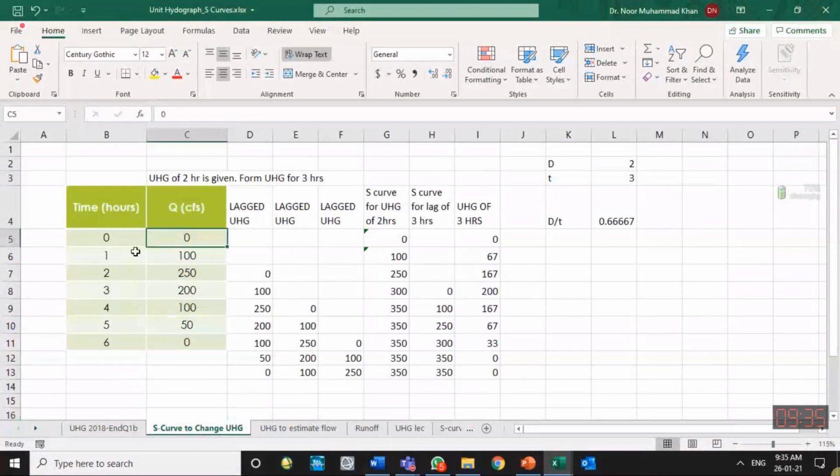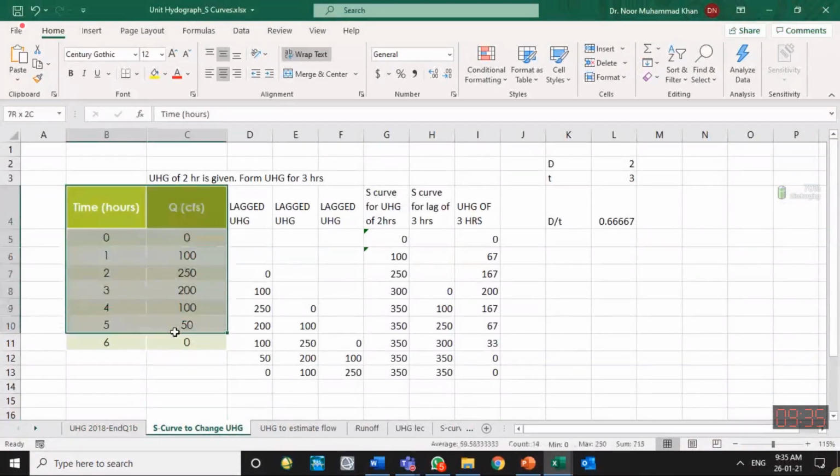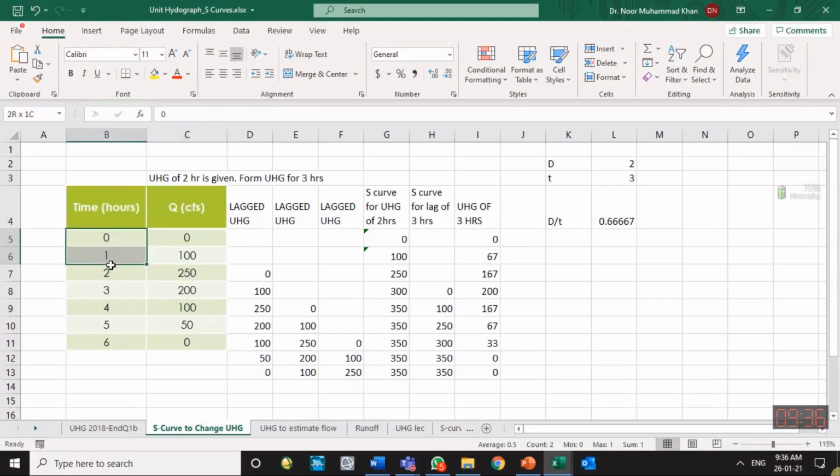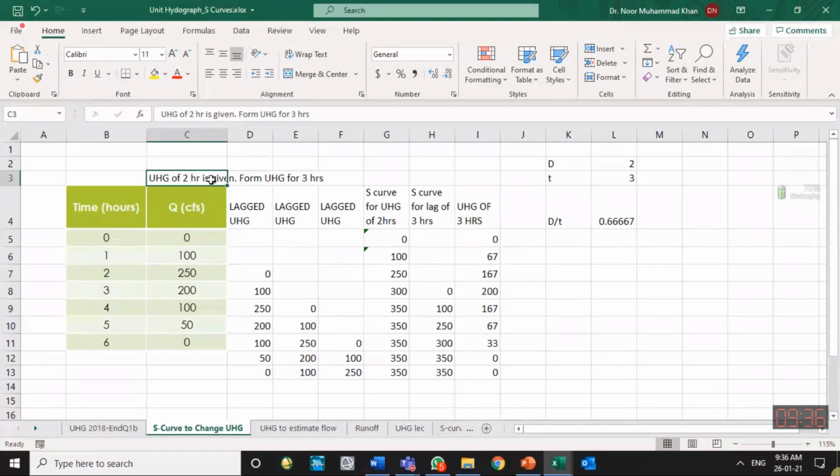I think this is that problem. We have a unit hydrograph of 2 hours duration, and the time interval of observation is 1 hour. Unit hydrograph of 2 hours is given; construct a unit hydrograph of 3 hours. Because this is not a whole multiple of 2 hours, it is 1.5 times 2, we cannot use the lagging method. So the S-curve is a compulsion over here.